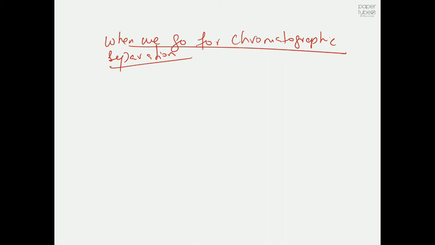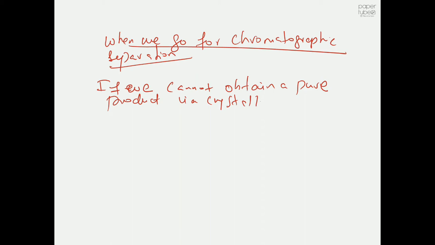For example, if you cannot crystallize a compound, and every time you crystallize it you can't get the pure product, if the crystallized product is not 100% pure, and you cannot change the process conditions to achieve a 100% pure product, then we go for chromatographic separations. That's the whole idea. So let me write it here: if we cannot obtain a pure product via crystallization, then chromatographic separation will do the job.